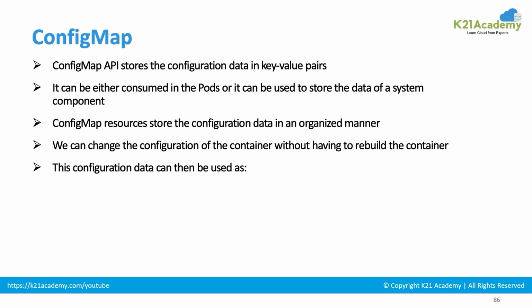So we would see how this configuration data can be used. We can set this configuration data as an environment variable inside the container, or you can provide it as a command line argument for a container, the args section. You can do that as well. Or you can write config files and mount them as a volume. There are different ways of using this ConfigMap.